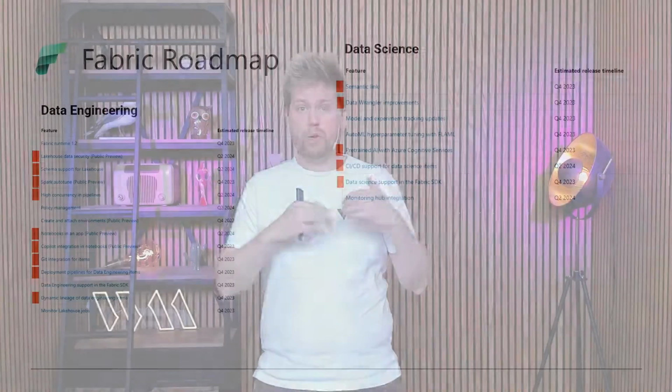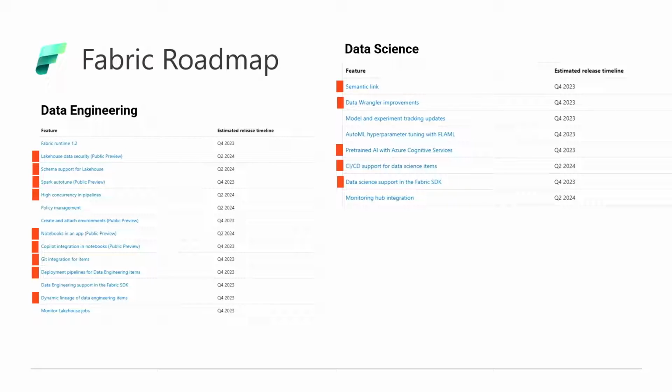More than that, we also have news on the data engineering and the data science part. There are so many here that are worth mentioning that I will have to pick out just some of them. Schema support for Lakehouse should make us able to do better categorization of our objects.